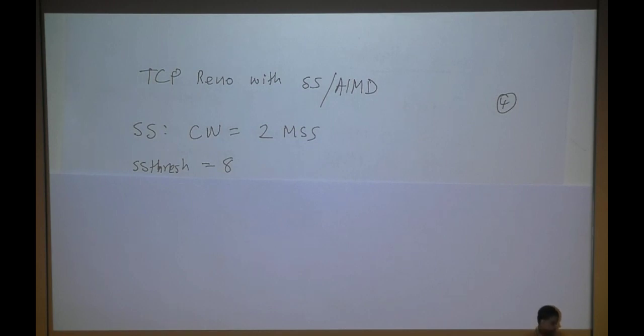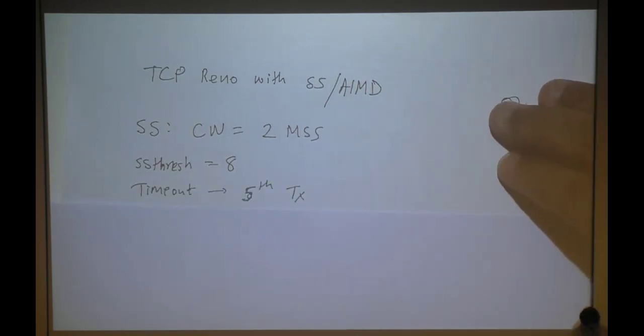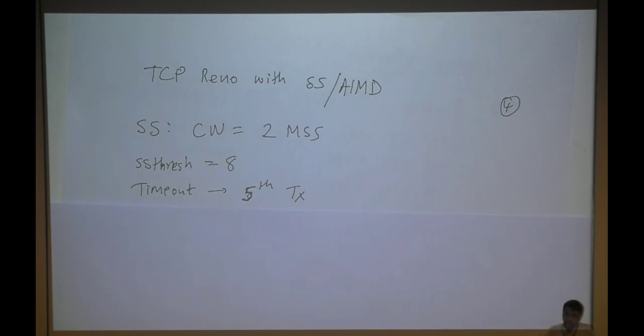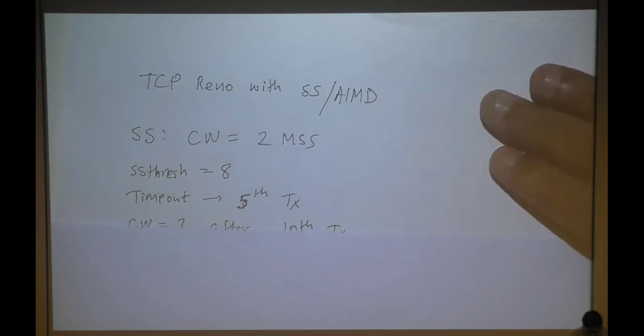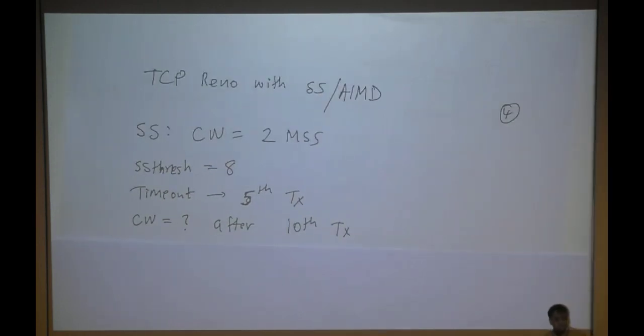Okay? So I did this to show you that nothing is written in stone, right? That dropping to 1 is not written in stone. You can drop to anything you want. But you don't want to drop to something too high, obviously. Okay, so the question is, now if I get a timeout on the 5th transmission, what is the congestion window size after the 10th transmission? So you understand the question?